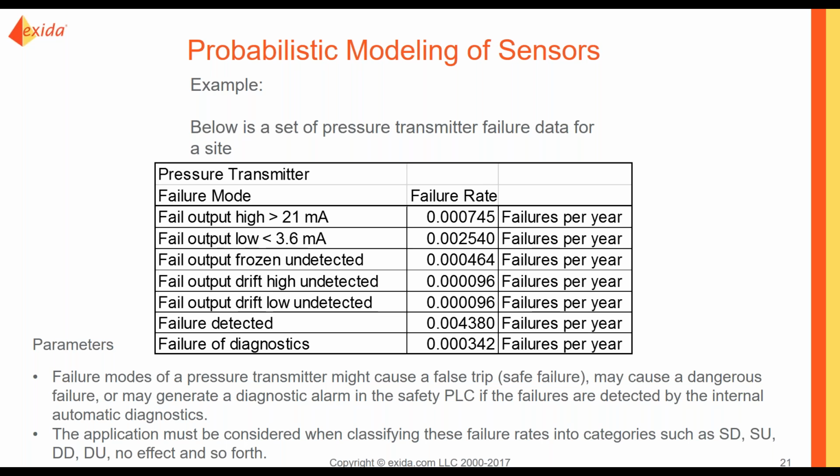The failure modes of a pressure transmitter might cause a false trip or a safe failure, may cause a dangerous failure, or generate a diagnostic alarm in the safety PLC if the failures are detected by internal automatic diagnostics. The application must be considered when classifying these failures into categories such as safe detected, safe undetected, dangerous detected, dangerous undetected, no effect, and so forth.